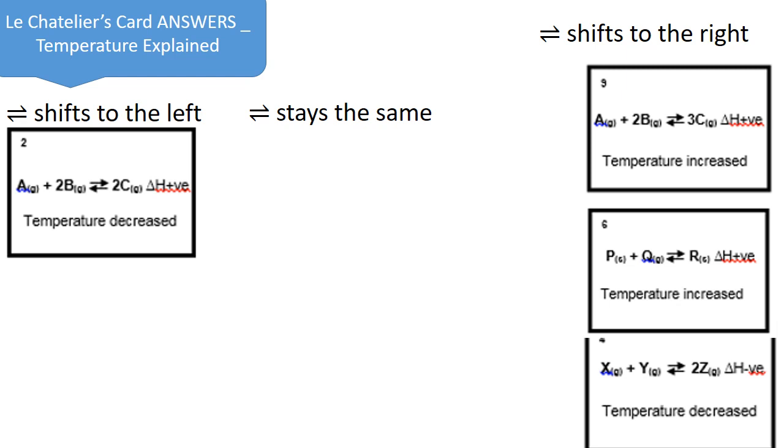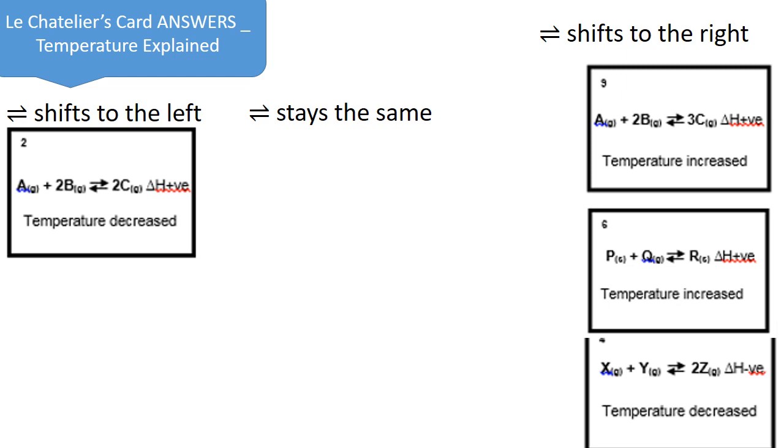So if we look at these examples, we've got A plus 2B in equilibrium with 2C, and the delta H is positive. So if the temperature is decreased, the system is going to want to warm up. So it needs to favour the reaction which will warm up the system. That's the exothermic direction, and in this case that is the backwards reaction.